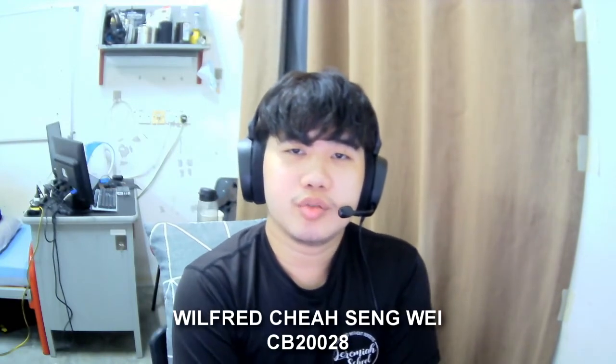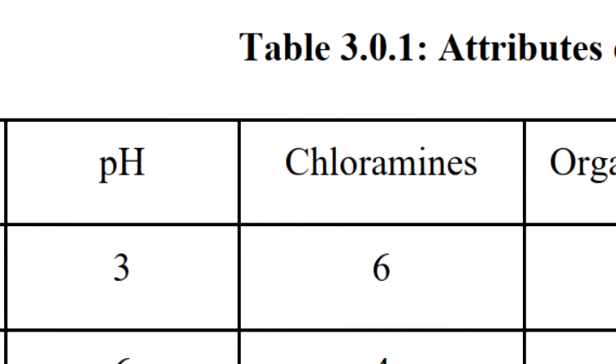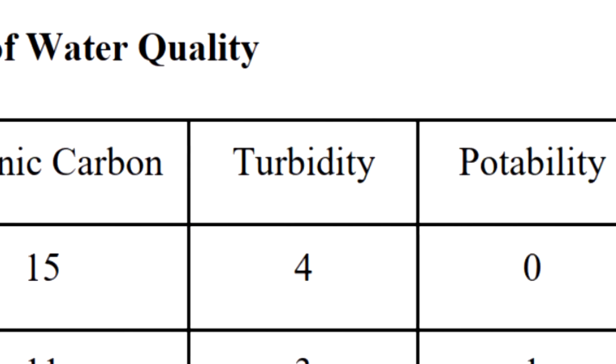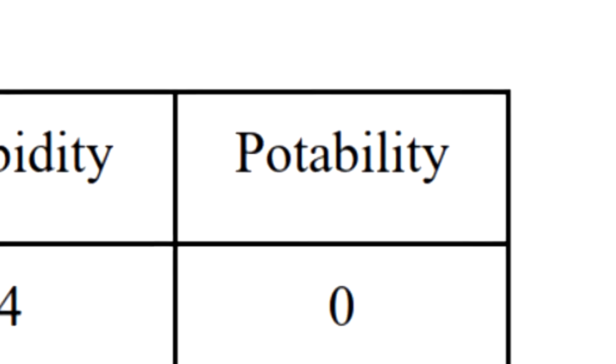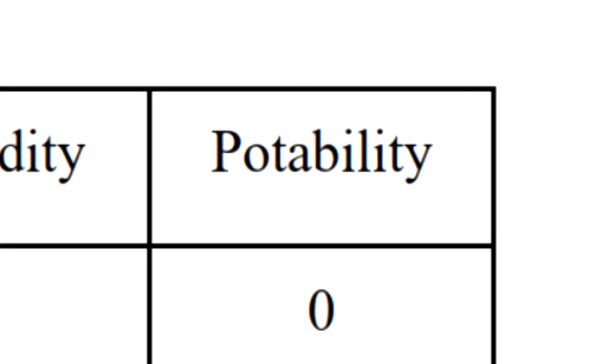Thank you. Hello, my name is WILFRED, Metro ID CB20028, and I will now explain our findings, our results for this project with the water quality dataset. So we have tested a total of 4 sets with 4 chosen attributes, which are pH levels, chloramines, organic carbons, and turbidity. And our output is potability, where we have assumed that 0 is equal to false and 1 is equal to true.